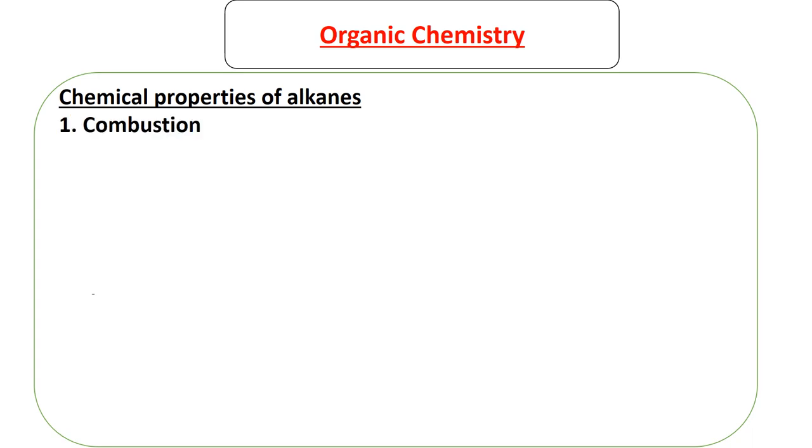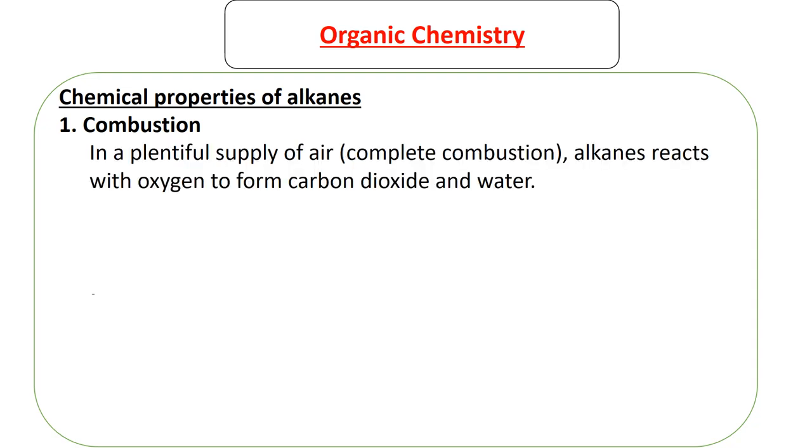The first is combustion. There are two types of combustion: complete combustion and incomplete combustion. This is not the first time we're talking about combustion, and this combustion is not any different from the combustion we have been studying in pollution and others. We talked about complete combustion, which occurs when there's enough oxygen in a reaction, and in such a reaction, carbon dioxide is one of the products. With that being said, in a plentiful supply of air, alkanes react with oxygen to form carbon dioxide and water.